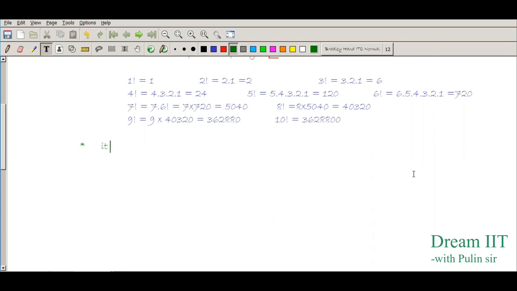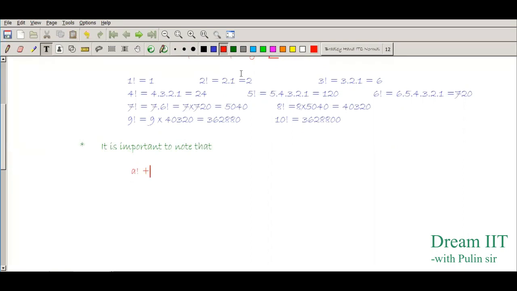It is important to note that, right? Following things you have to note. This is very, very important. Many students make mistakes here. So please try to observe that very, very clearly.